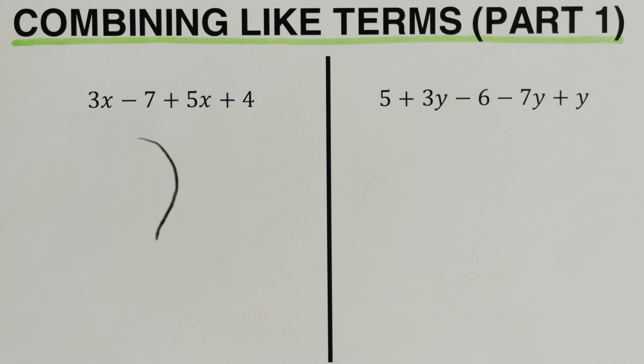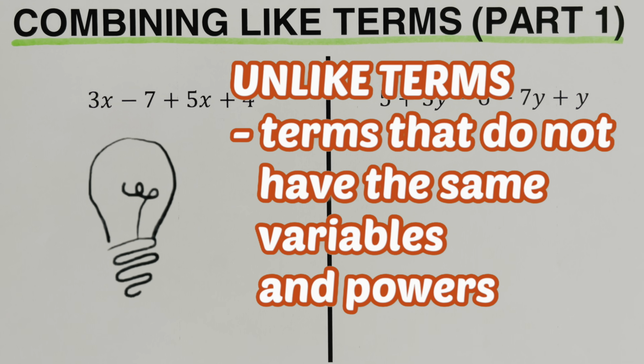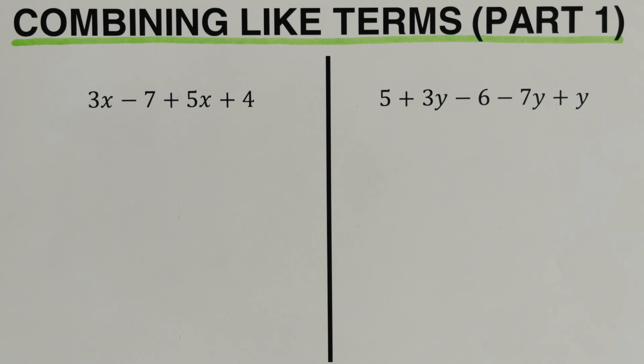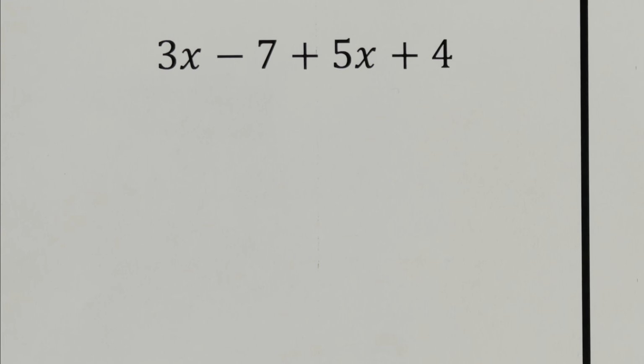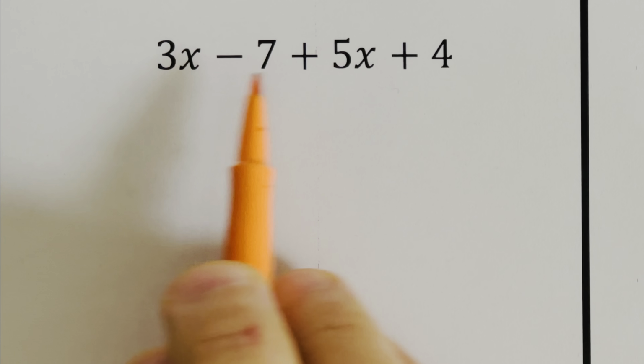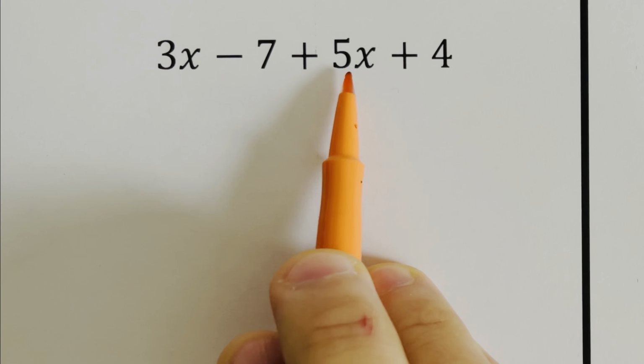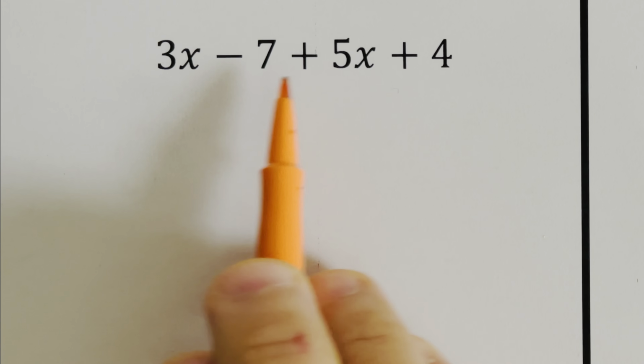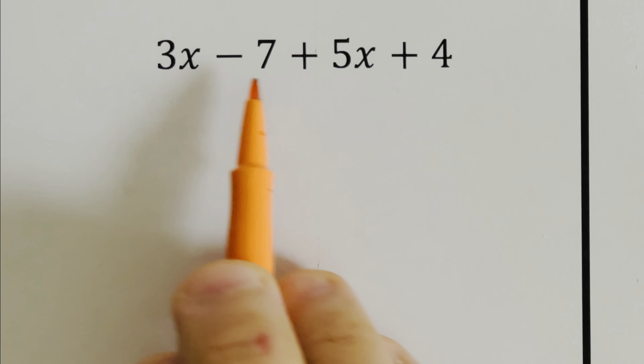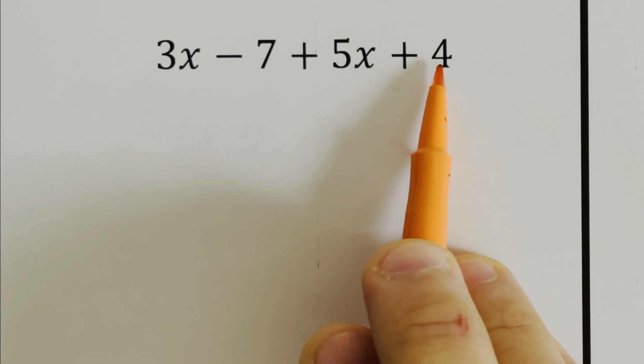On the other hand, unlike terms are terms that do not have the same variables and powers. So let's take this first example. We are given 3x minus 7 plus 5x plus 4. When combining like terms, we combine those that have the same variables and power. So in this case, 3x and 5x are like terms since both of them have x's on them, while negative 7 and 4 are also like terms.